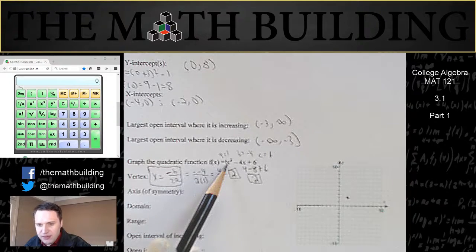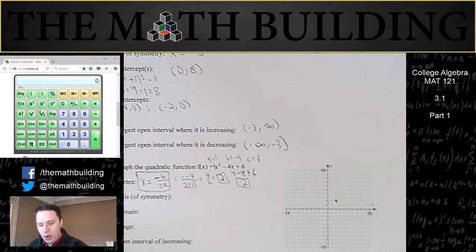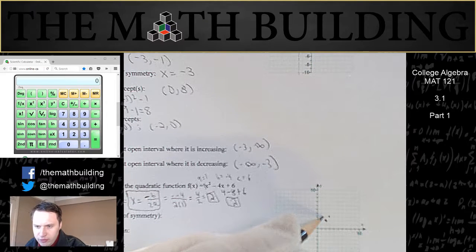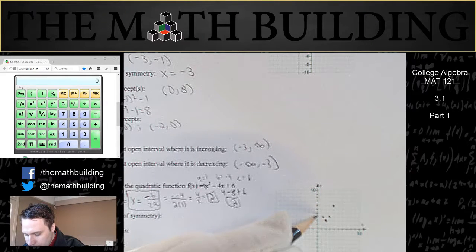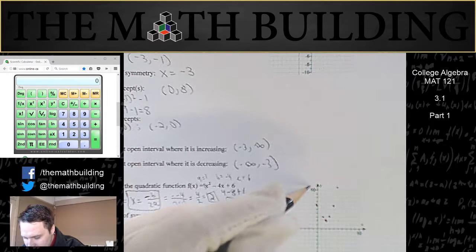Now, because this value is just 1 here in front of the x squared, our parabola will open up because it's positive, and it always opens up in the same way. You go over 1, up 1 in both directions from the vertex. Then you go over 2, up 4, and it's always in that order. Then you go over 3, up 9. Over 3 from the vertex, up 9.